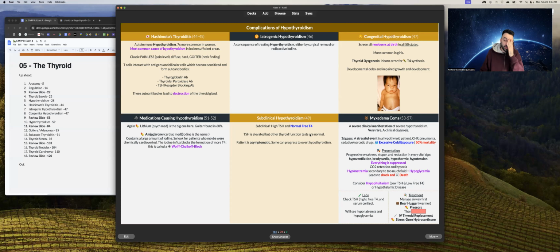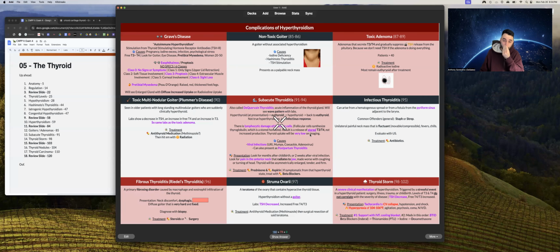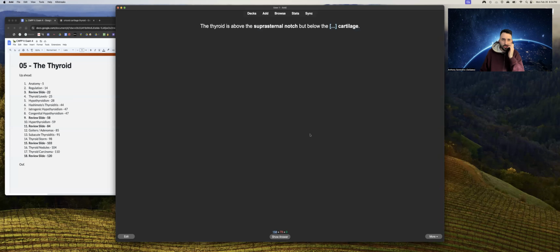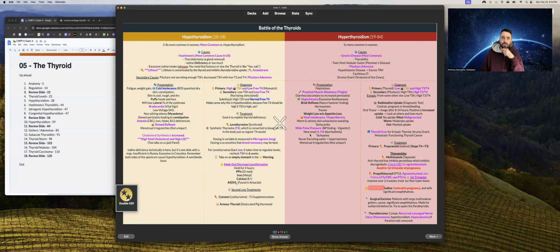After pressors, we do what? Glucose? Let's go. All right, bottom left, fibrous thyroiditis. This is Riedel's thyroiditis: neck discomfort, dysphagia, probably hoarseness here too. How are you supposed to know the difference between all this? From some other site, ectopic, TSH should be low, T3 and T4 should be high. The thyroid is above the suprasternal notch, just below the cricoid cartilage.